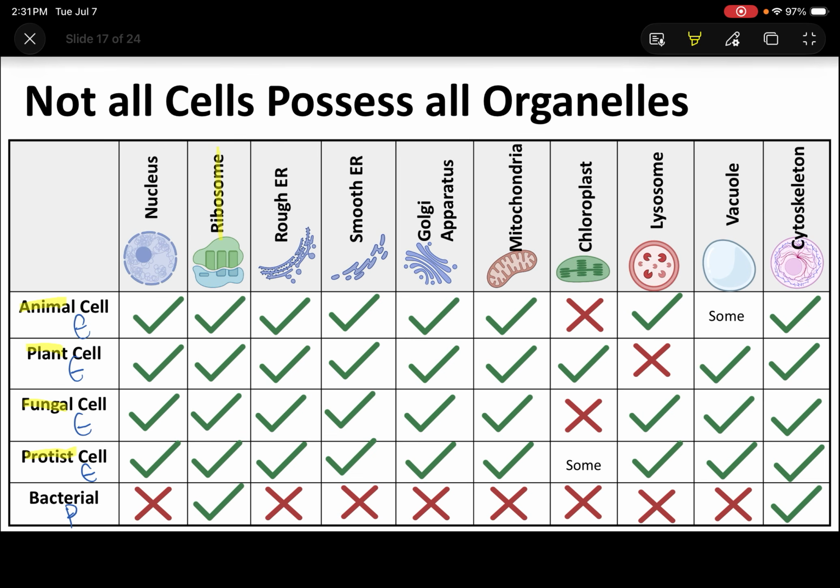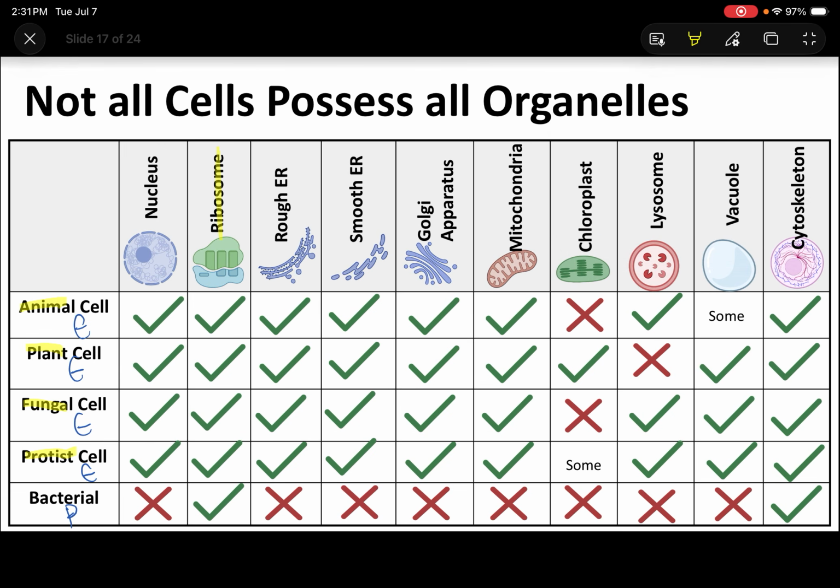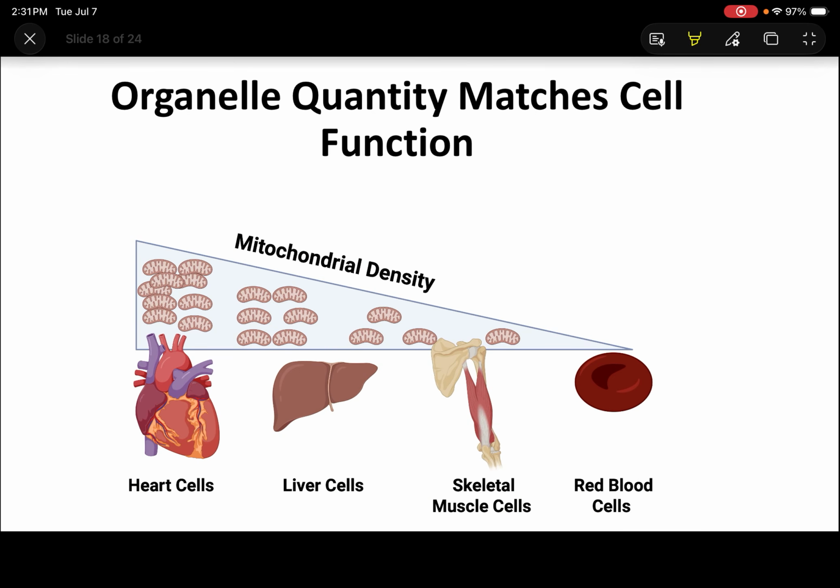Animal cells have pretty much everything except for chloroplast. Our animal cells cannot do photosynthesis, and only some animal cells have the vacuole. Plant cells don't have lysosomes, but they have everything else. Fungal cells don't have chloroplasts, and so on and so forth. And so different types of cells are going to possess different organelles. Additionally, organelle quantity is going to be tied directly to cell function.